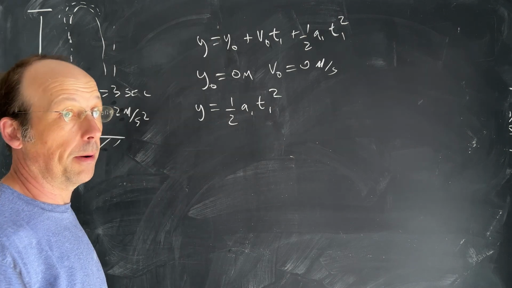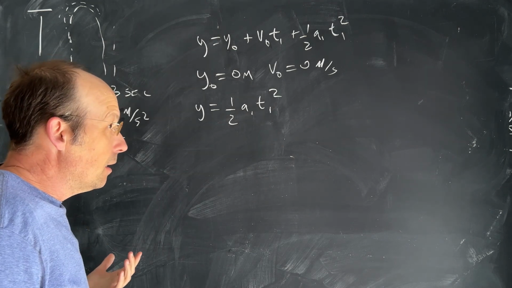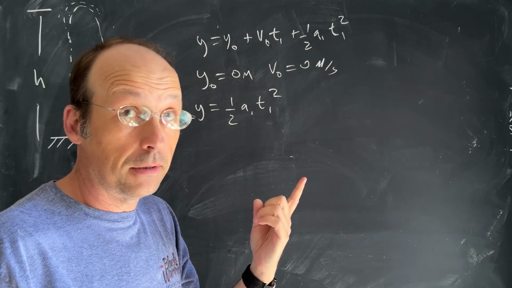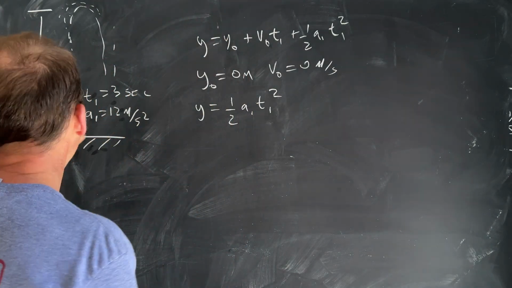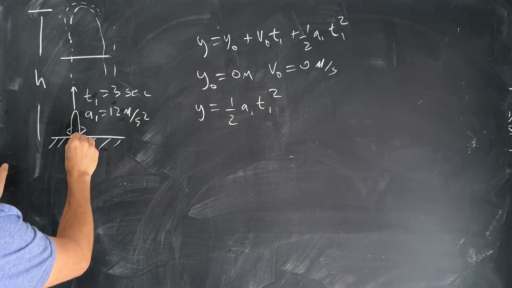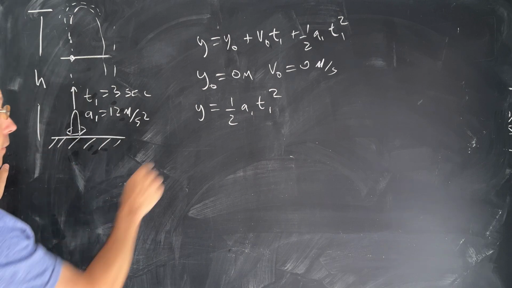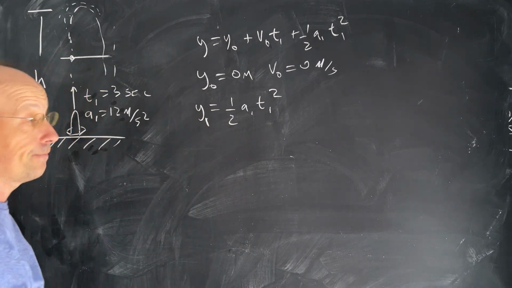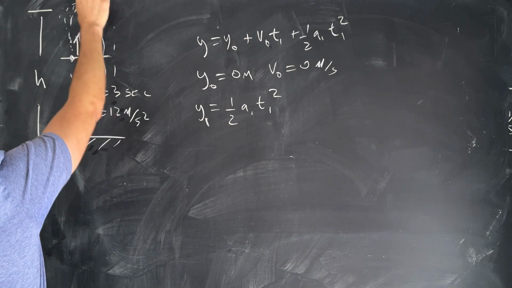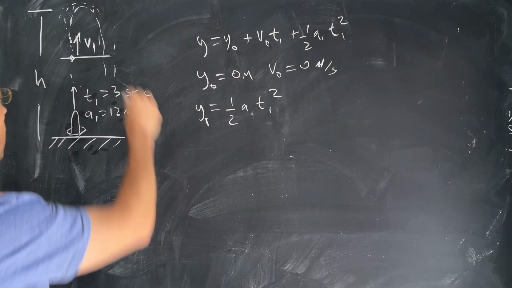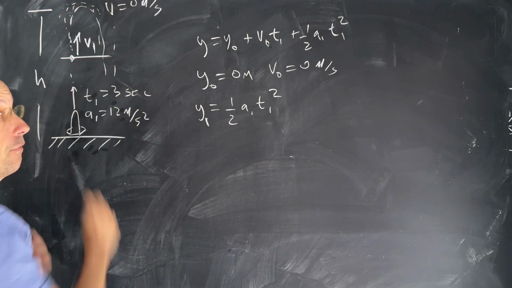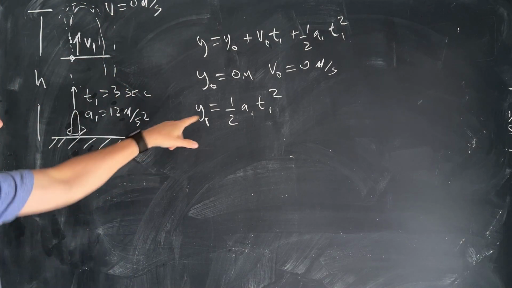I can put in my numbers there, but I'm not going to, because after 3 seconds, it doesn't stop. It's moving up and it has some speed, so we actually have to break this into 2 parts. In the first part, it's accelerating up, and it gets to that point right there. I'm going to call that y1. Then it has a velocity v1, and it keeps going up higher and higher until it gets to the highest point, where v equals 0 meters per second. And I want to find that distance.